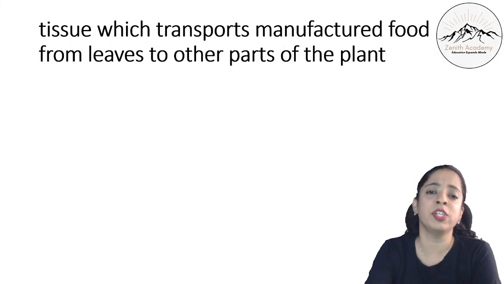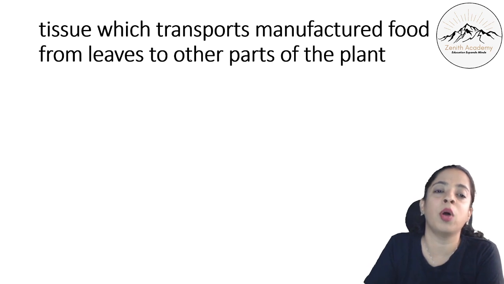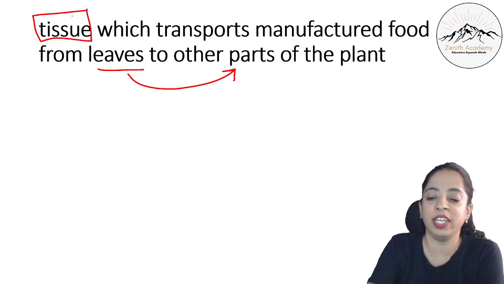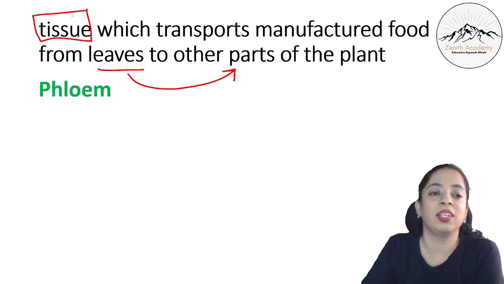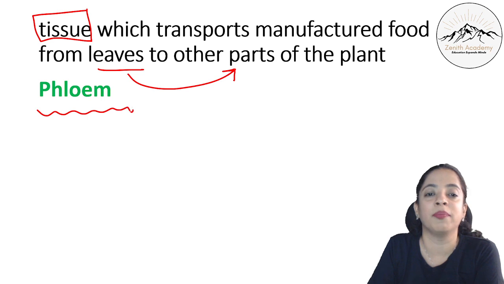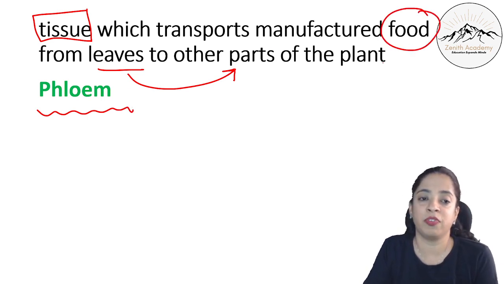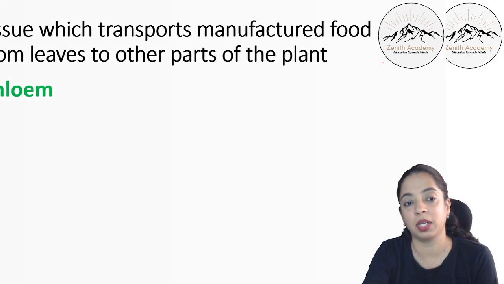Next, tissue which transports manufactured food from leaves to other parts of the plant. What is the name of that tissue? Very easy. The name of that tissue is phloem, from which food is transferred from leaves to other parts of the plant.